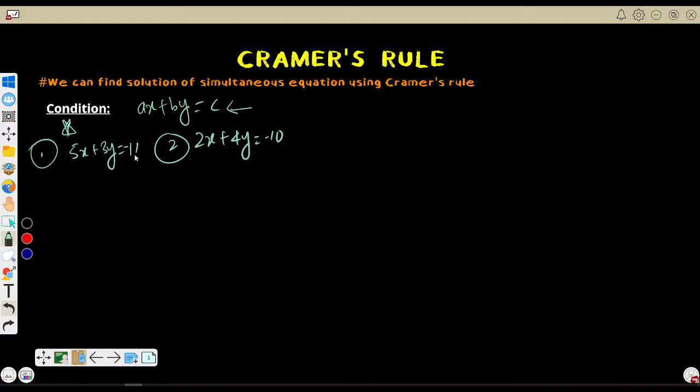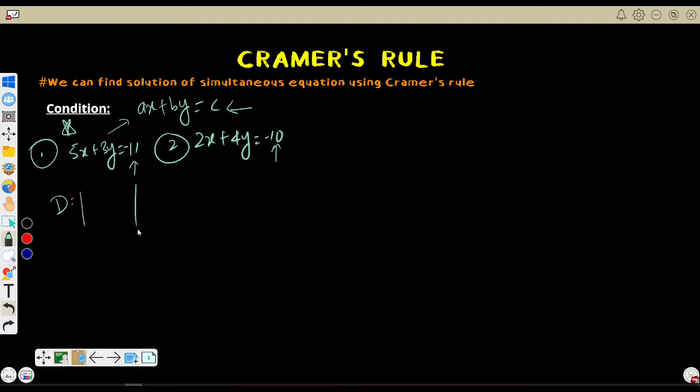Now the first step is we need to identify whether the equation is given in this format, which means the constant is on the right hand side. If you observe both the equations, the constant is already on the right hand side, so you don't have to make any changes, it is already in the required form. So now the very first step is to find a determinant D. Now how to form this determinant D?